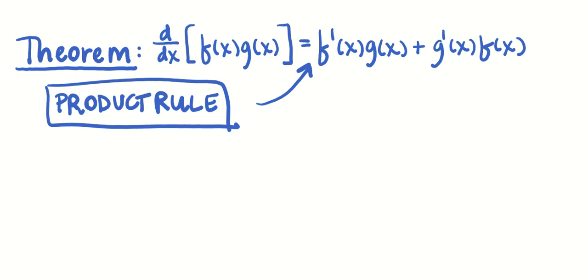Okay, so what we do is we take the derivative of one while leaving the other one the same. And then, to be fair, we add in taking the derivative of the other one while leaving the one the same. Okay, and that's the product rule. So I'm going to leave that up there, and I'm going to work some examples.